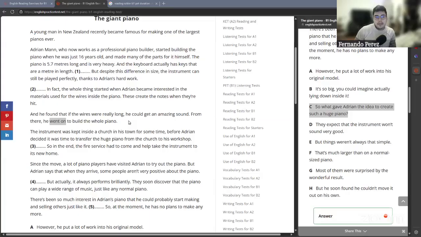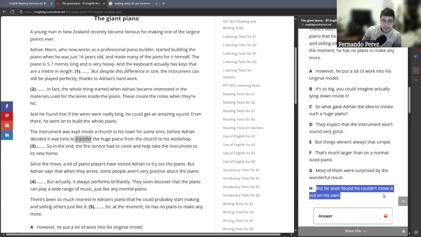He found that if the wires were really long, he could get an amazing sound. From there, he went on to build a whole piano. The instrument was kept inside a church in his town for some time before Adrian decided it was time to transfer the huge piano from the church to his workshop. Watch out, we are talking about transfer. This can probably be the one of movement, but he soon found he couldn't move it out on his own. So in the end, the fire service had to come and help take the instrument to its new home. This is the only option, I think.